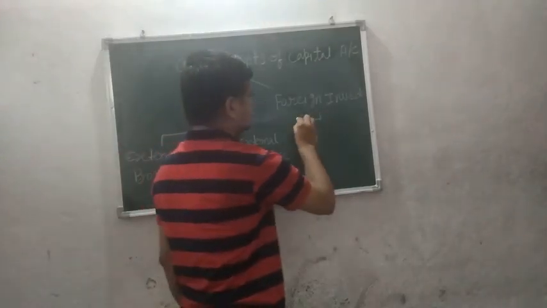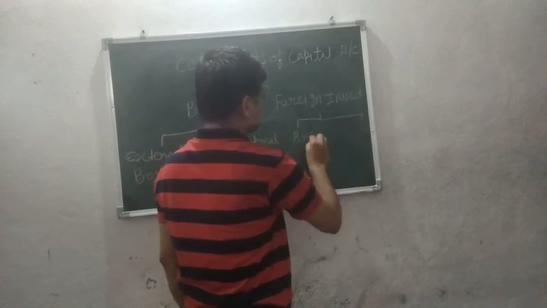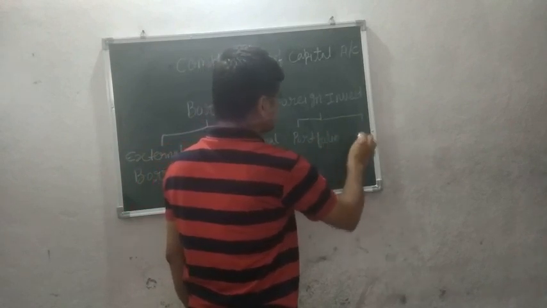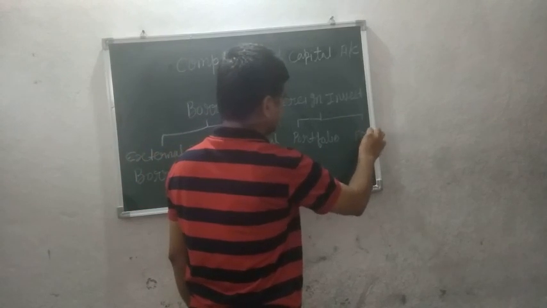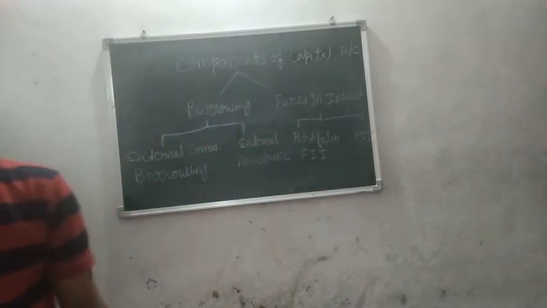Again we can classify foreign investment in two parts. First is portfolio investment and second one is FDI. Okay, portfolio investment is also called FII. So when foreigners are investing money in the shares and bonds of a particular company of India, then it is known as FII, foreign institutional investment.